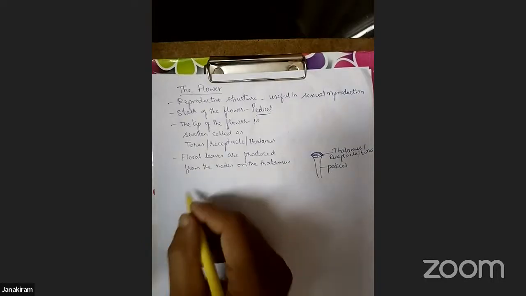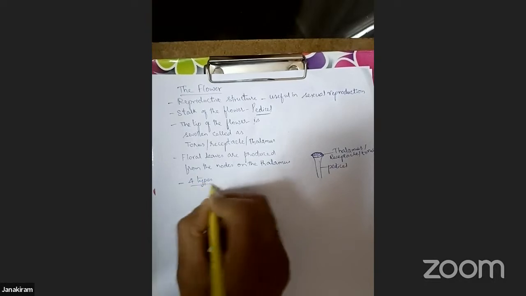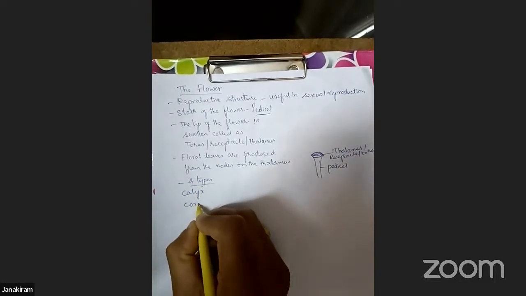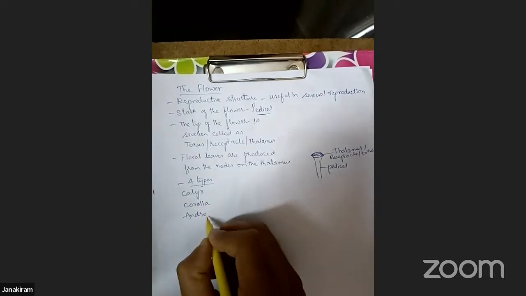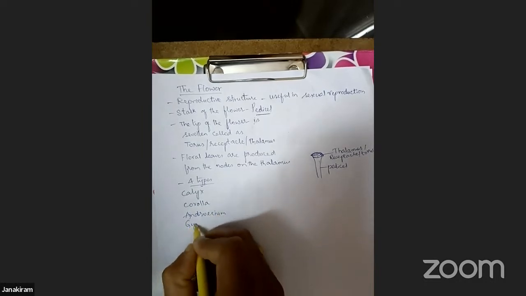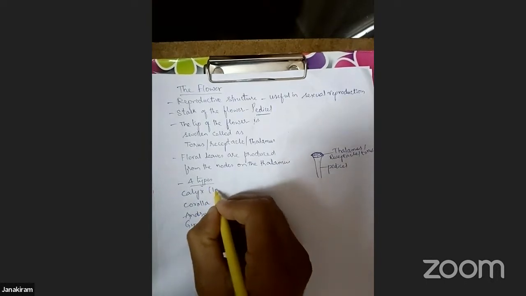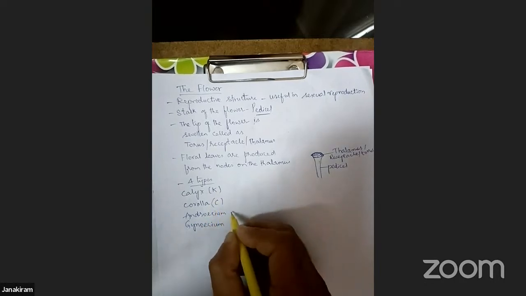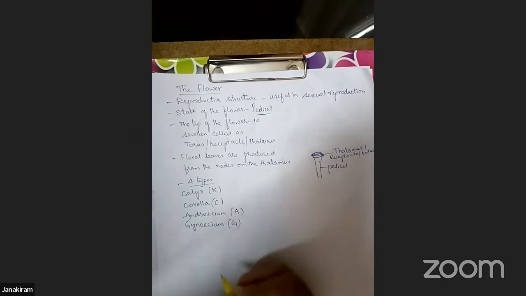In general, there are 4 types of floral leaves. Okay. Those are calyx, corolla, androecium, and gynoecium. So calyx is represented with the symbol capital K. Corolla is represented with the symbol capital C. Androecium is represented with the symbol capital A, and gynoecium with capital G.